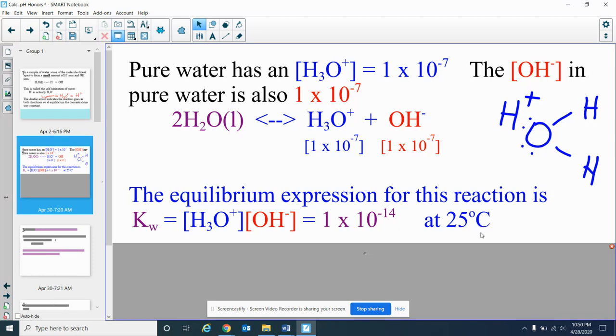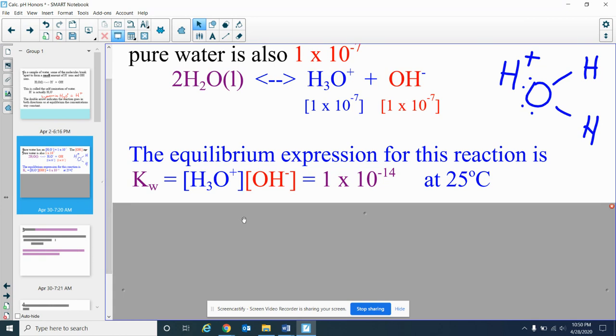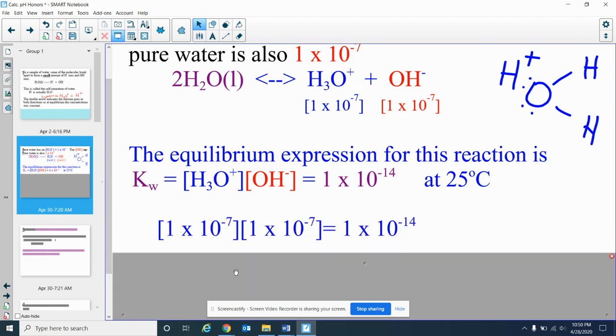at 25 degrees. So all of the equations we're going to do, we're going to assume they're at 25 degrees because that's just kind of a standard temperature for doing equations at. And so this becomes an equation to relate the H3O plus to the OH minus. Again, in pure water, they're both 1 times 10 to the minus 7th. So multiplied together, they equal 1 times 10 to the minus 14th.